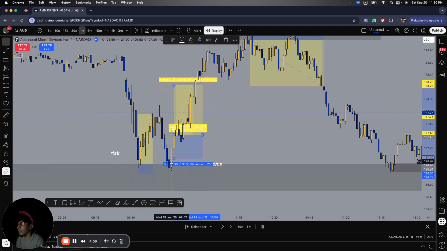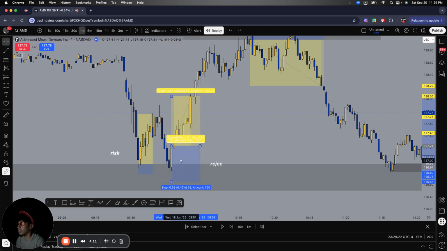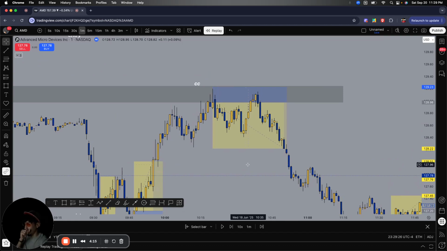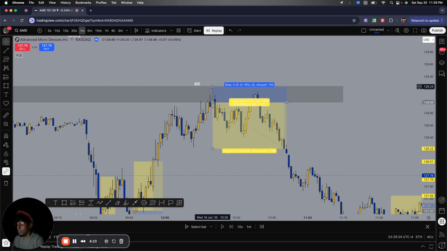Or if it closes right here, now you have to risk a lot more. So that's why I like rejection entries, but candle close entries are sometimes a lot safer because you're waiting for that candlestick to close. So once it closes, like right here, you're not going to enter right off the rip.